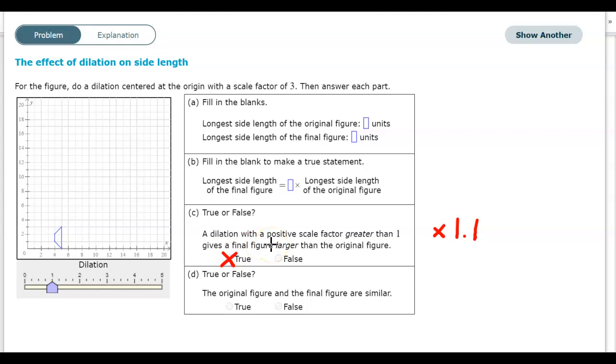And for the last part, true or false, the original figure and the final figure are similar. Yes, it's going to be the exact same shape. They're just going to have different sizes. All right, there we go. So let's move on down to the next one.